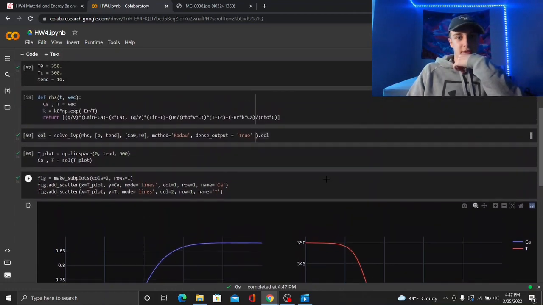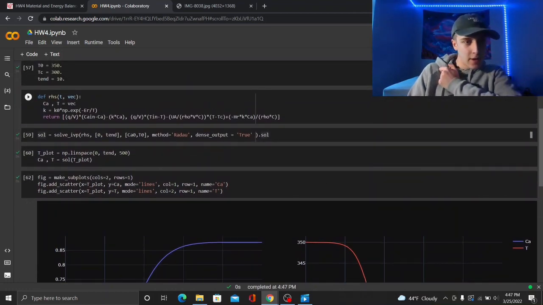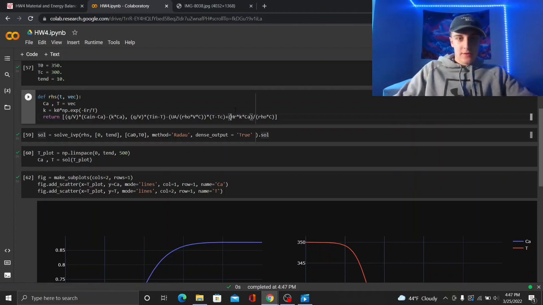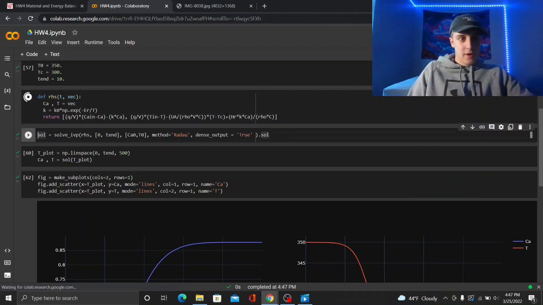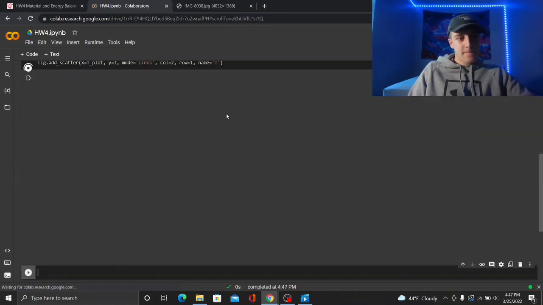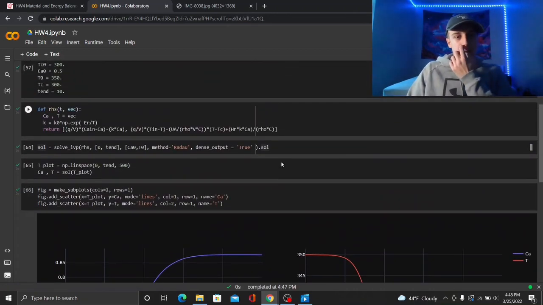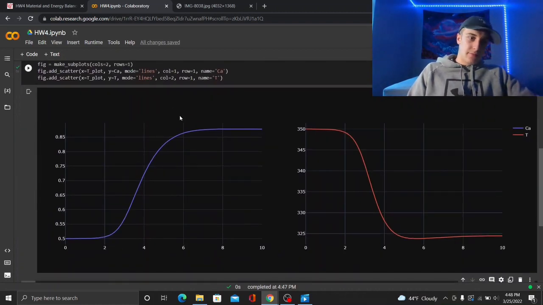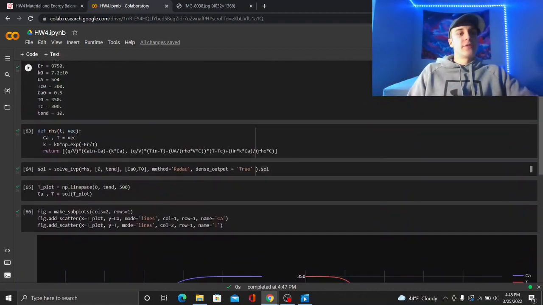And actually this does not look right. There might be a typo up here in this equation. Yeah, so this is just plus HR. So now we can see what it does with different cooling temperatures.